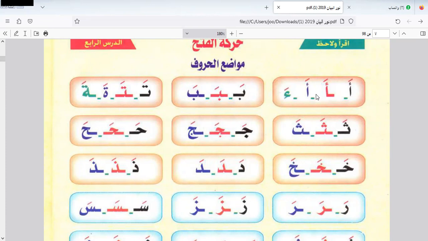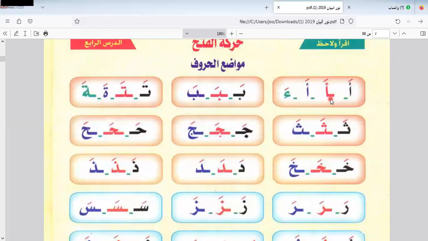So after we studied the first kind of short vowels, which is Fatha, today inshallah we'll practice all of them together in different places in the word, like at the beginning of the word, at the middle of the word, and at the end of the word. So for example, here we have this one, which is Alif with Fatha. We said it's gonna be A.